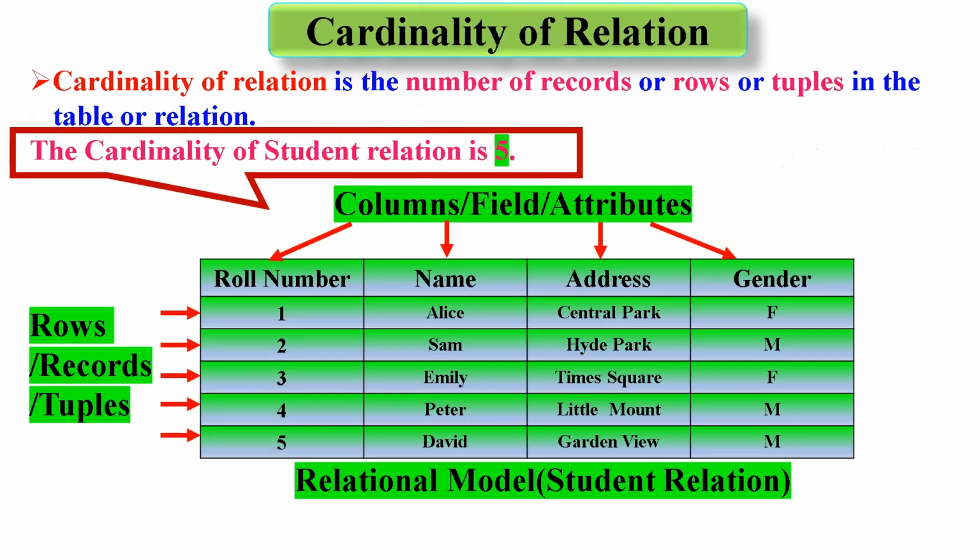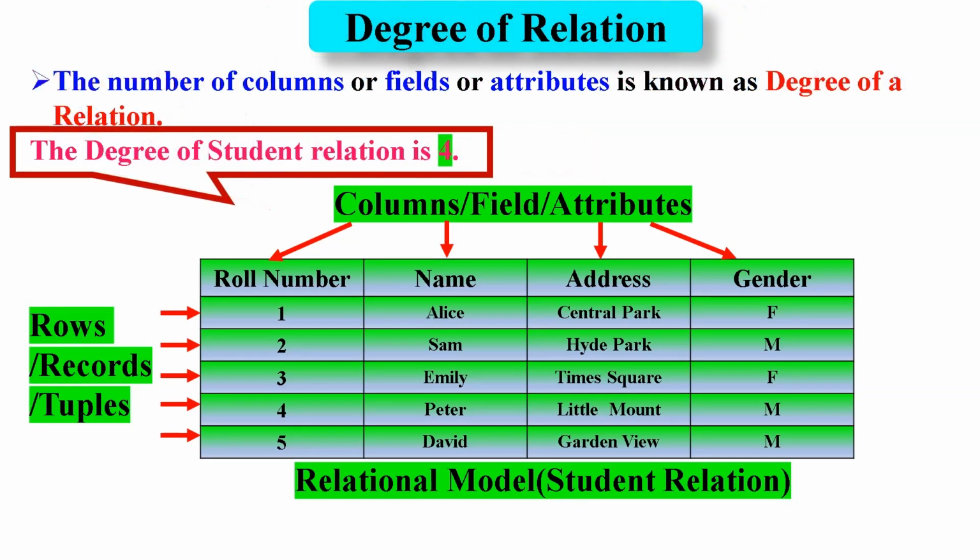Cardinality of relation is the number of records or rows or tuples in the table or relation. The number of records or rows or tuples in this student table or relation is 5. And so, the cardinality of this student relation is 5. The number of columns or fields or attributes is known as degree of a relation. The degree of student relation is 4. The 4 columns: roll number, name, address, and gender.